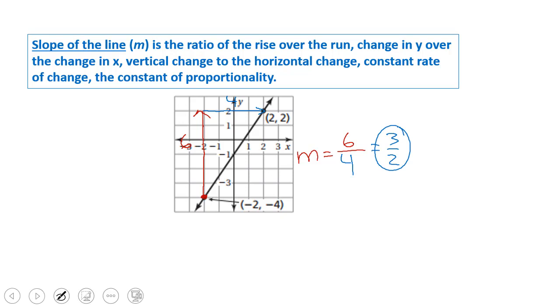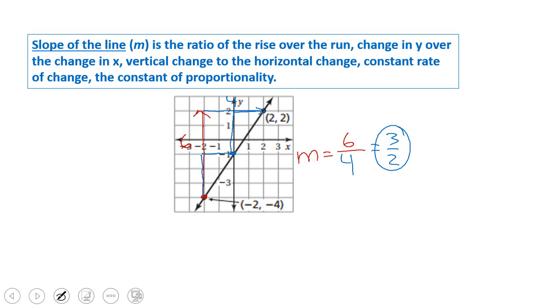And what does that really mean? It means that if I start at point (-2, -4) again, I can go up 1, 2, 3 and over 1, 2, and I am right on that line. I can go up 1, 2, 3 and over 1, 2 again, and I am at point (2, 2). So the slope of this line is 3/2.